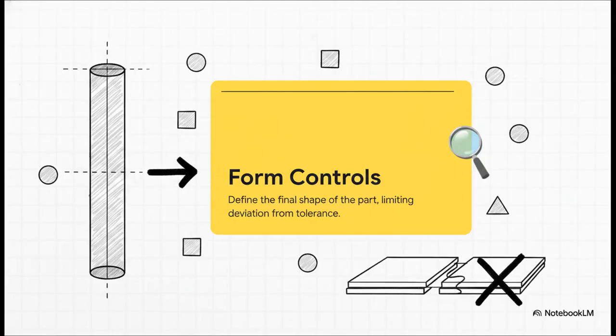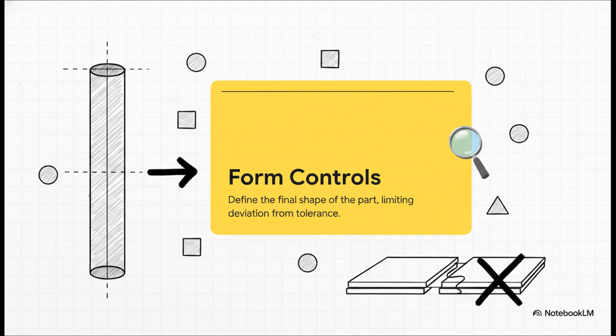First up, we have form controls. Form is exactly what it sounds like. It's all about the shape itself, completely independent of any other feature on the part. We're talking about ensuring a cylinder is uniformly straight, or making sure a mating surface is perfectly flat so a gasket doesn't leak.